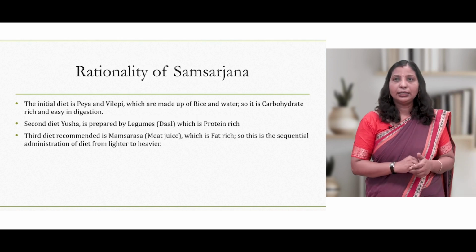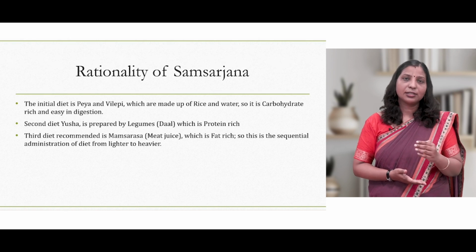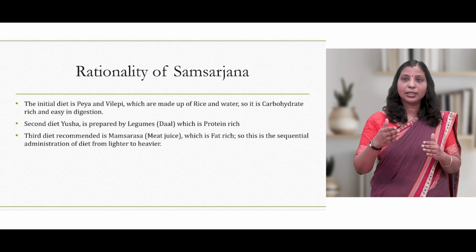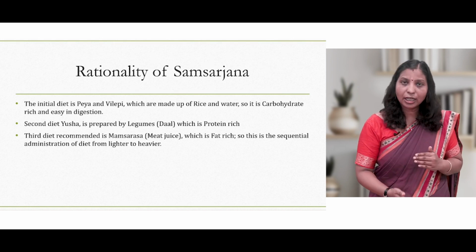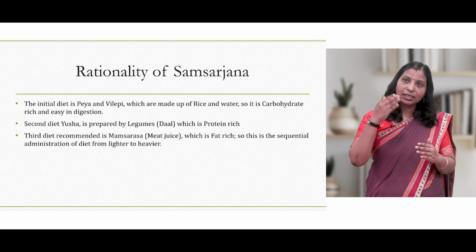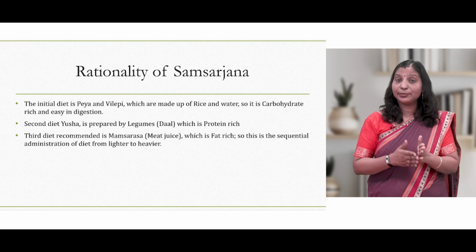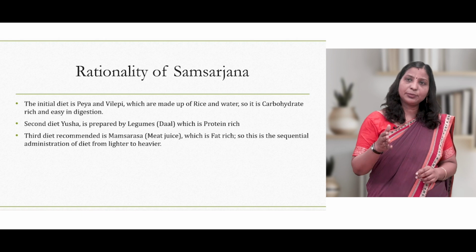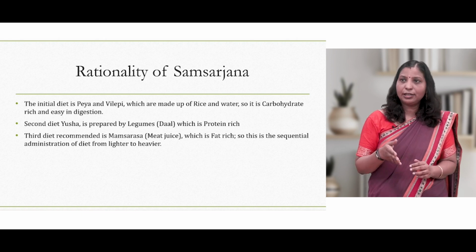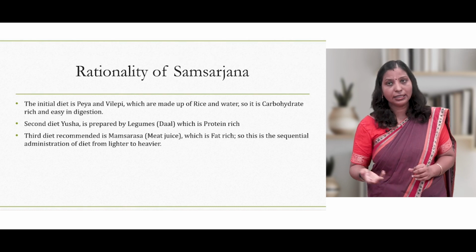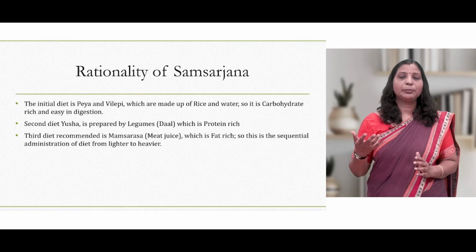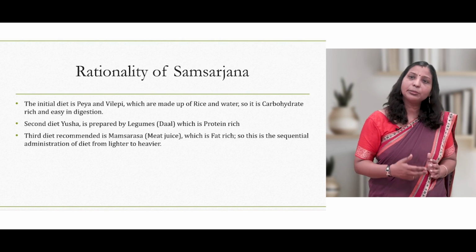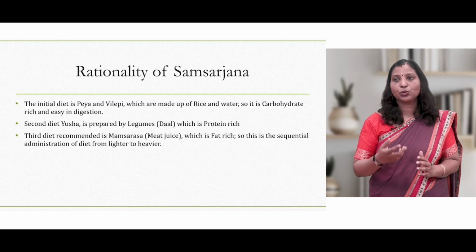And here is the rationality of Samsarjana. As in modern science also, for the initial diet after gastric emptying, they advise to first start carbohydrate, then protein, then fat. In the same way, Samsarjana was described in ancient times also. The initial diet is Peya and Vilepi, which is made of rice and water, so it is carbohydrate rich and easy to digest. The second diet is Yusha, prepared with leguminous dal, mostly Mudga dal, which is protein rich. And the third diet recommended is Mamsarasa or meat juice, which is fat rich.